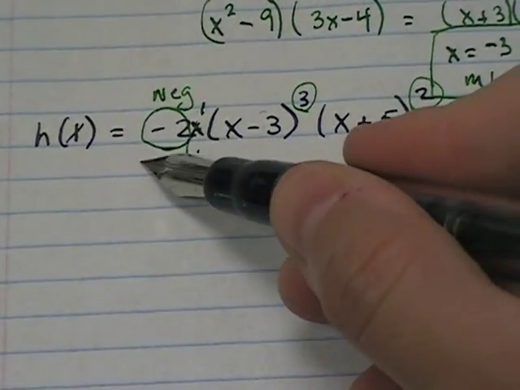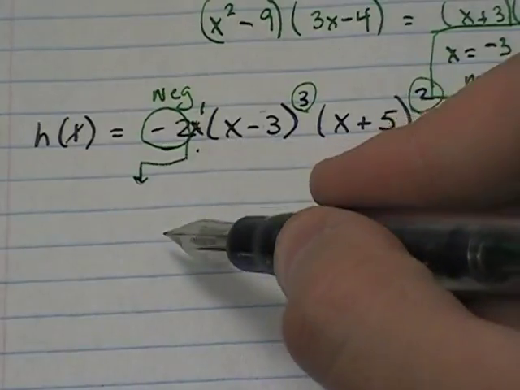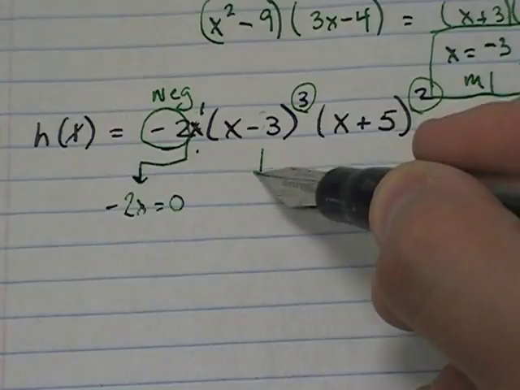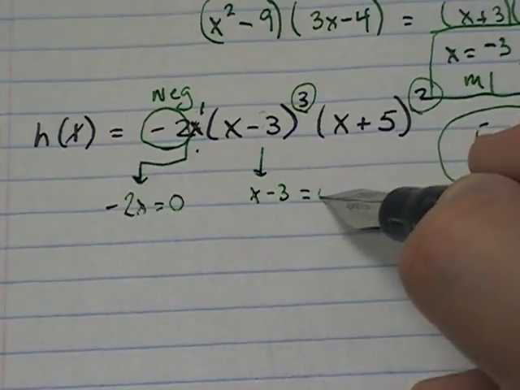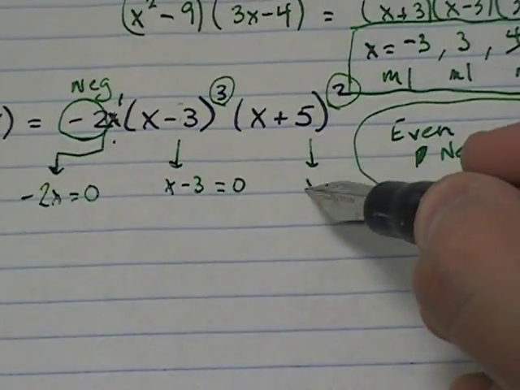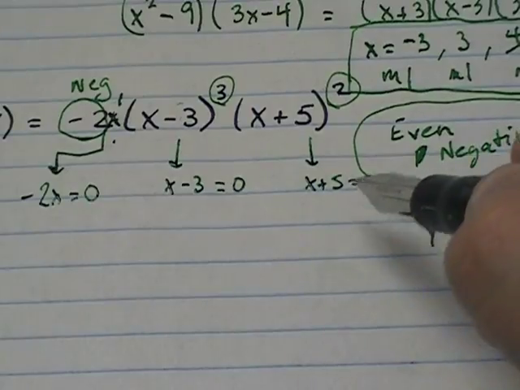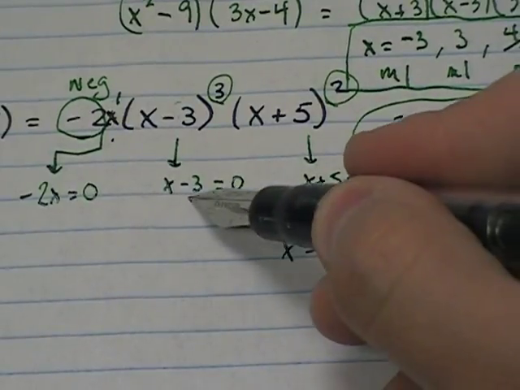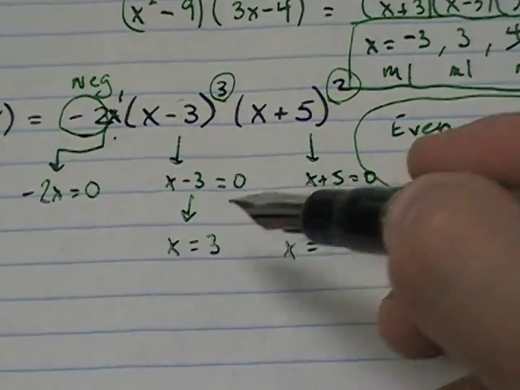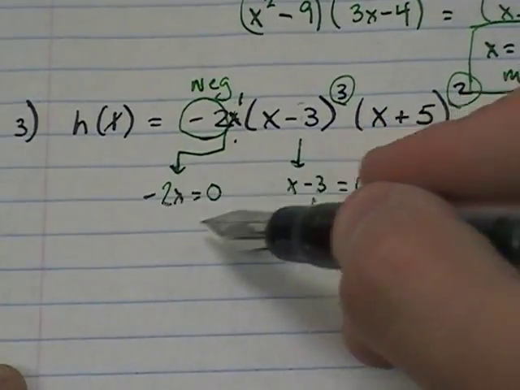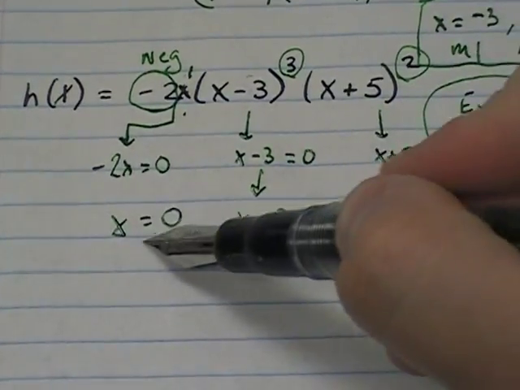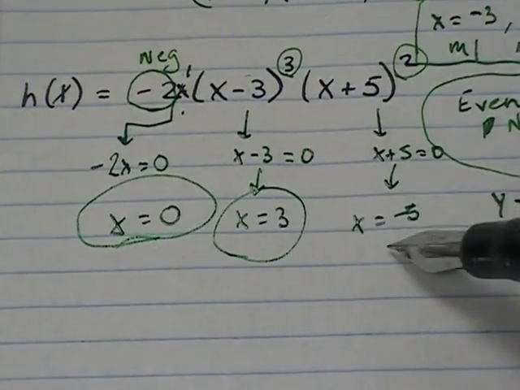Well, somebody already factored this for me because they're very nice. So I get -2x equals 0. I get x minus 3 equals 0. And I get x plus 5 equals 0. Well, this is going to give me x equals -5. This is going to give me x equals 3. And this, if I divide by -2, is going to give me x equals 0. So here are my zeros.